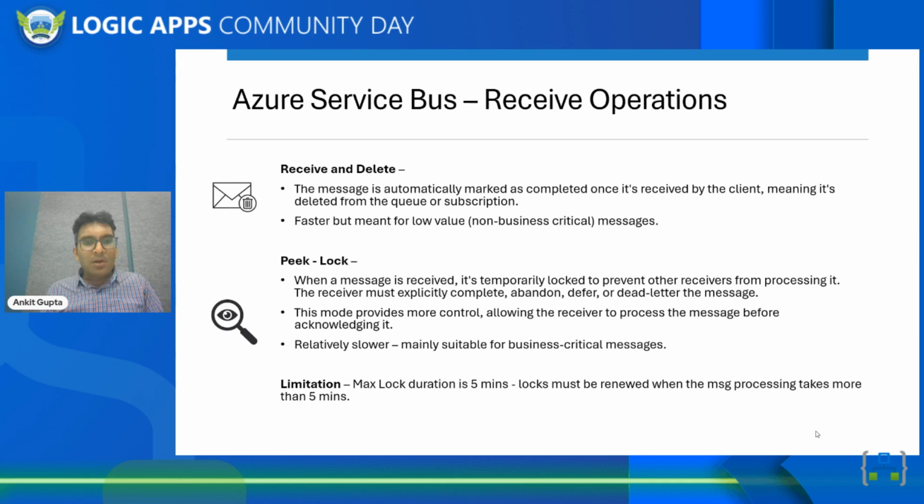The other mode is the peek lock mode. In this mode, when the message is received, it is temporarily locked by a particular client application or subscriber. The client application marks the message as complete, abandon, defer, or dead letter once it processes the message. This provides more control to the subscriber application so that it can process the message before acknowledging it. This mode is relatively slower, but it is suitable for business critical messages where you cannot afford to lose any single message from the Service Bus queue during processing.